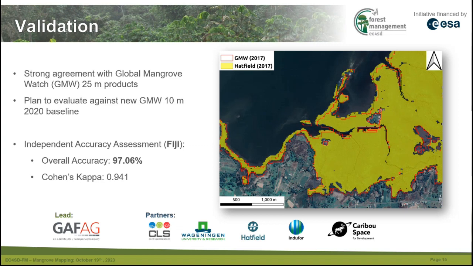And in Fiji, we've received a very high overall accuracy, 97%. And the other statistic there, the kappa statistic, is 0.94, which indicates a very strong classification performance. And that's what we would expect. We know that mapping mangrove is a feasible and typically highly accurate product that we can generate. So good confidence in the products.